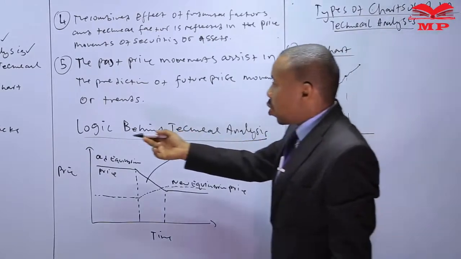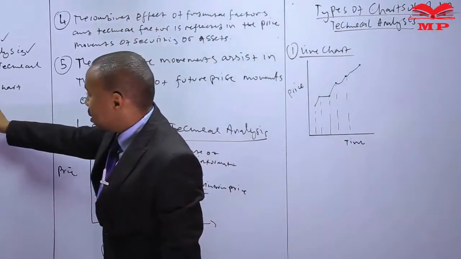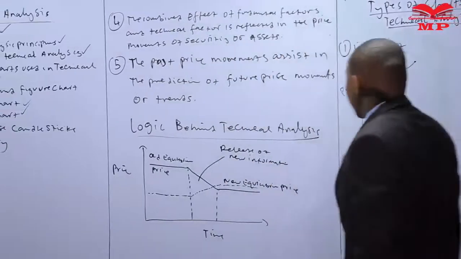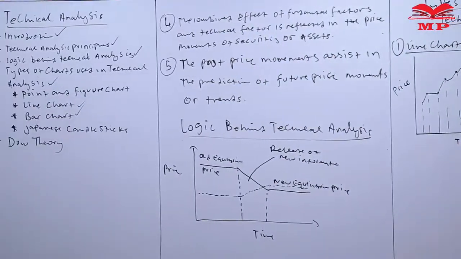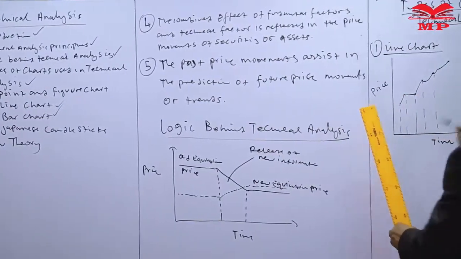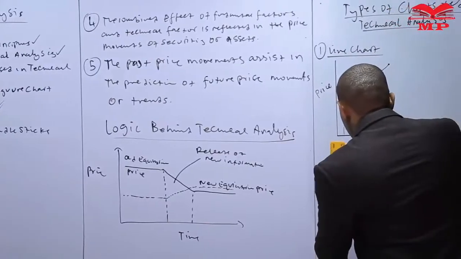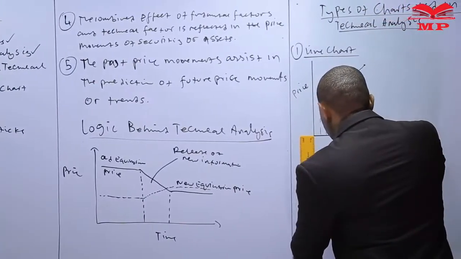So this is a line chart there. Now we look at what a bar chart is. A bar chart right there. So a bar chart is a chart that is drawn like so. You can draw it right here.